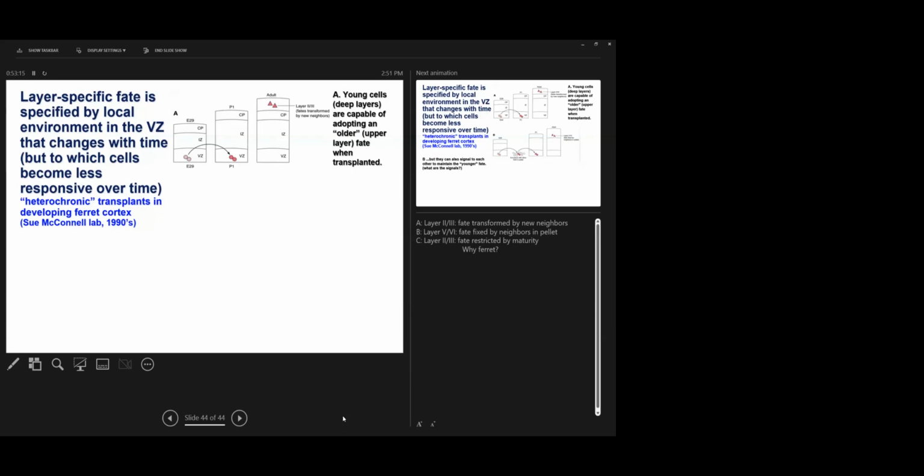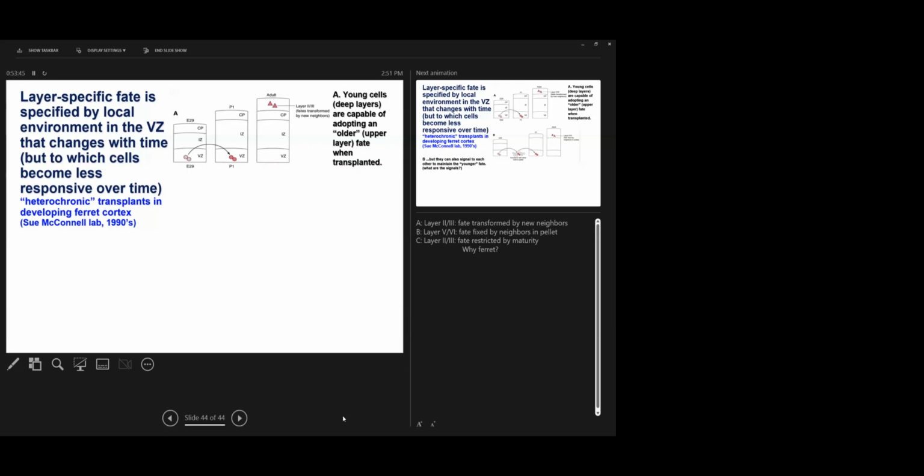So this is the E29 stage of brain development, the embryonic stages. And this is the postnatal stage, day one after birth. And this is the adult stage. So what people have done is they wanted to know how the local environment affects neurogenesis. Okay. So here they have taken cells from the ventricular zone of the E29 ferret embryo, and they have transplanted them into the ventricular zone of the P1 stage.